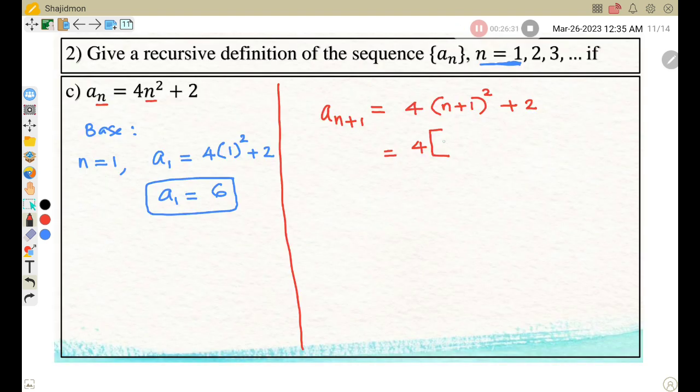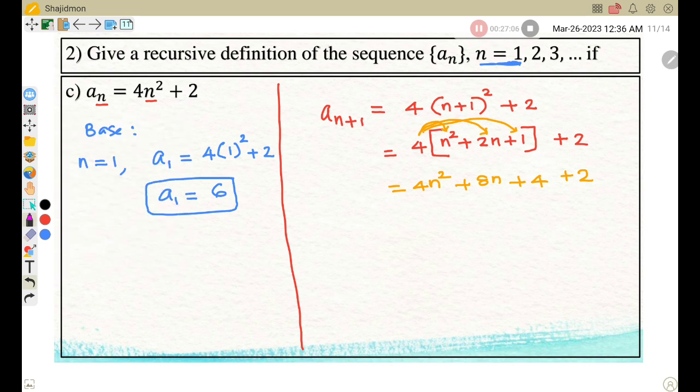n plus 1 whole square means n square plus 2n plus 1. Then lastly plus 2 will be there, correct? Now again expand the bracket here. 4 multiply n square, that is 4n square. 4 multiply 2n, that is 8n. 4 multiply 1, that is 4, plus 2. Hope you understood that step.